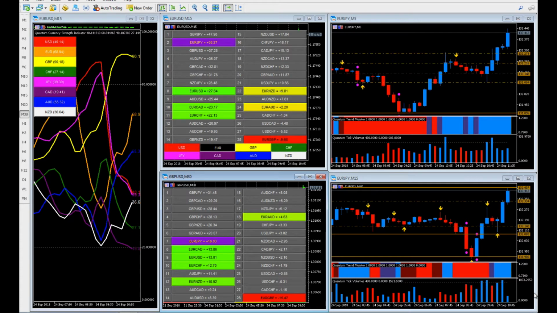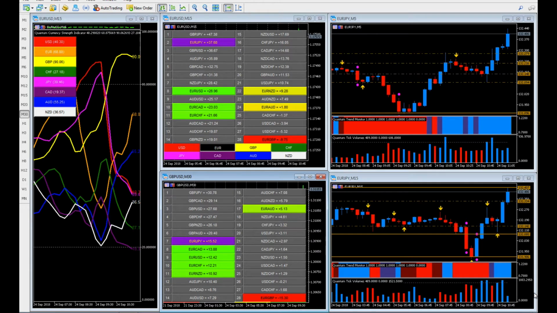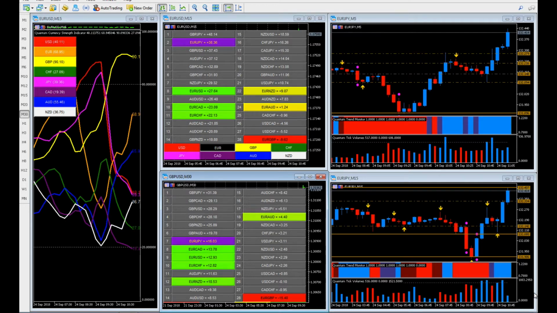On the left-hand side, we have the quantum currency strength indicator, and that's running on a 15-minute time horizon. The two tables in the center are the currency matrix, and I've got a 15-minute time frame at the top and a 30-minute time frame at the bottom. And over on the right-hand side, we've got two charts, one on 5 minute and one on 15, and this is for the euro yen.